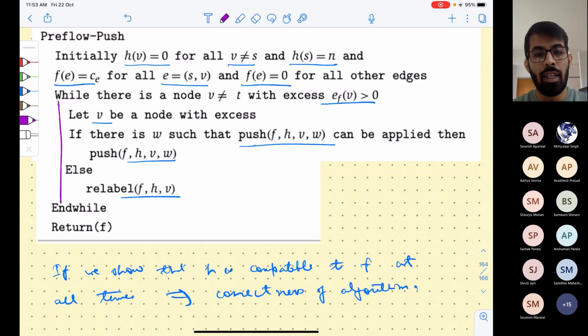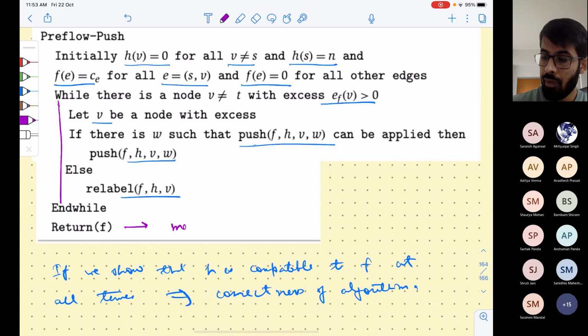So when it becomes a flow, then we know that the optimality condition will be satisfied, because we have this compatible labeling all the time, and there will be no s-t path in the final graph G_f. Right, so that implies the correctness, that this F that is returned is the max flow. Okay, so the correctness is not very hard to see.